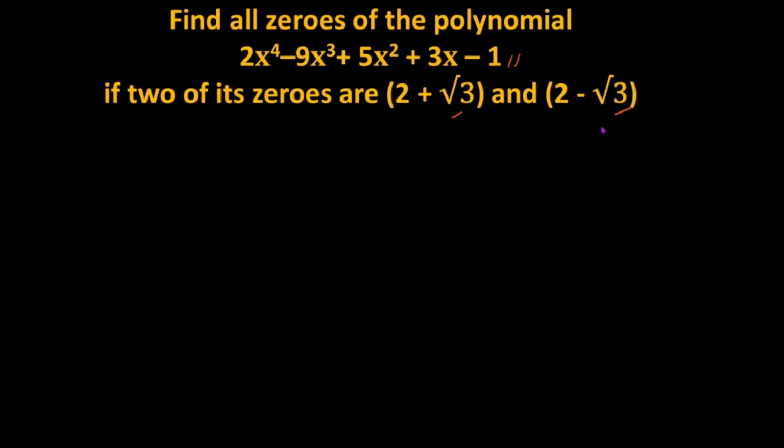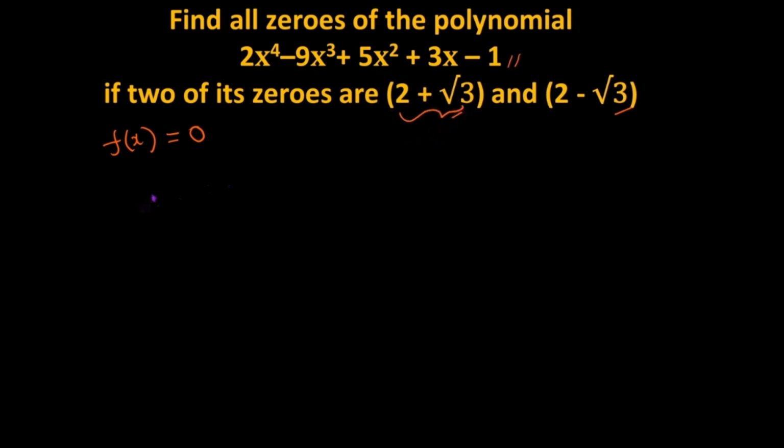So what is the meaning of the roots? Let's take f of x as the given fourth order polynomial. For the roots, we make this function equal to 0, and then we will find the roots. Two of the roots are given.